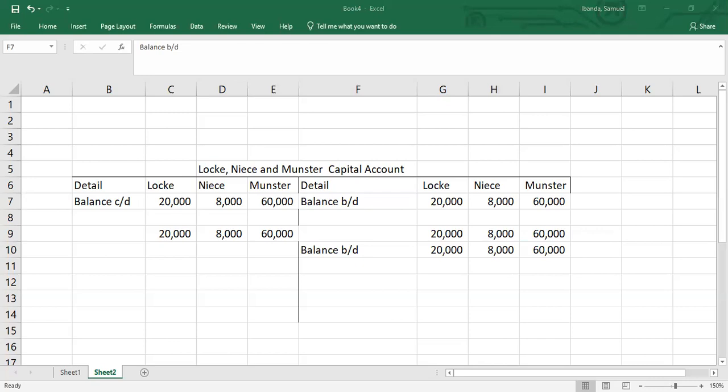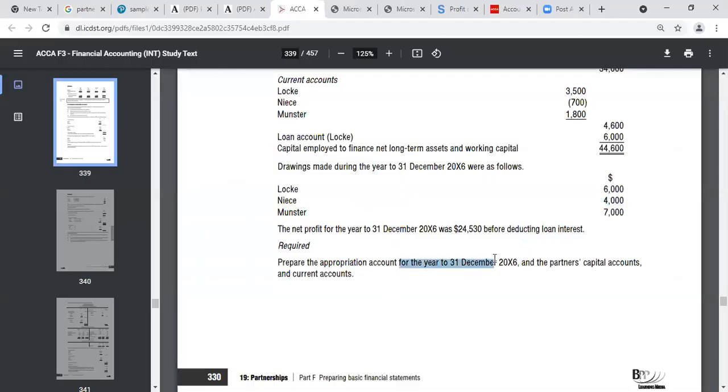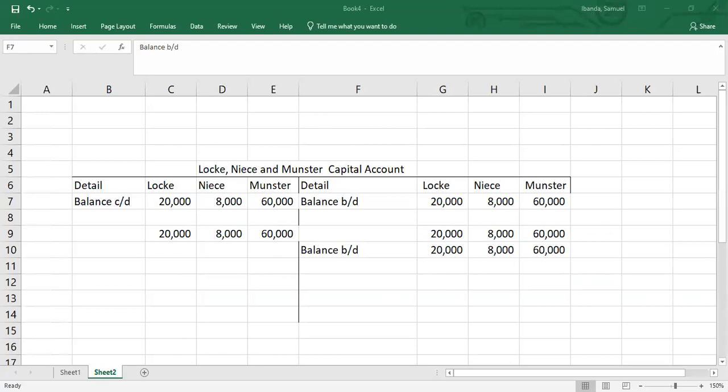So one of the other things that they asked us, if you remember the question, is to prepare the appropriation account, the partners' capital accounts and the current account. Okay, that is what they basically asked us. So I hope we have no question at this level. Any questions that you might have at that level, because that is the gist of partnerships. Other things that we are going to be doing just keep on giving us more insights on what to do. But that is the gist of partnerships.